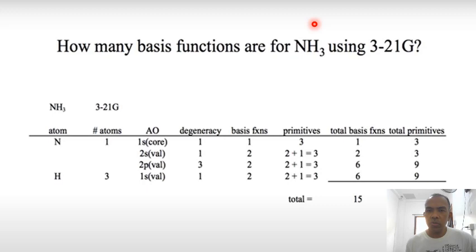a 3-21G calculation of ammonia would have 15 basis functions in the secular determinant. So there would be 15, and I'll be solving for 15 molecular orbitals. That would be 24 primitives.